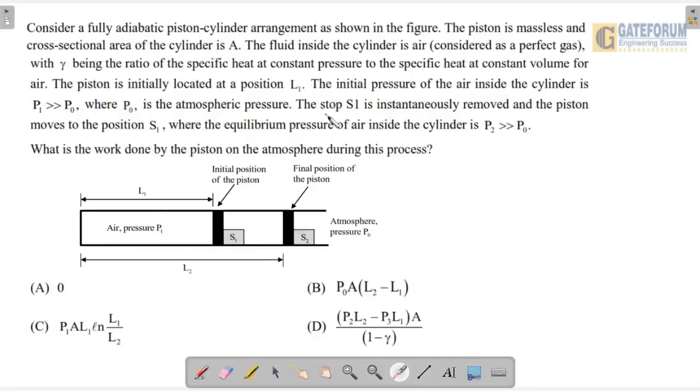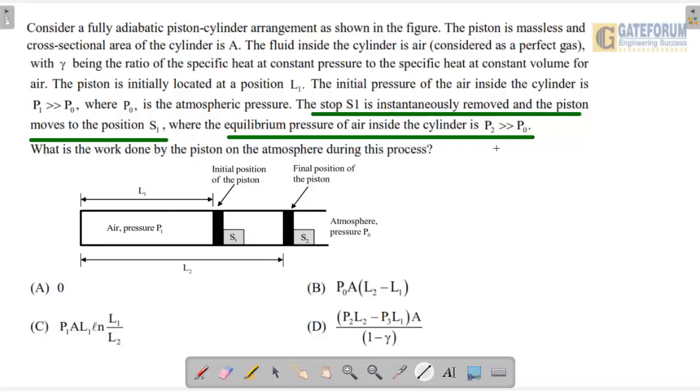If the stopper S1 is instantly removed. This is a very important line. The stopper S1 is instantly removed and the piston moves to the position S1, okay? And the equilibrium pressure P2 is greater than P0. What is the work done by the piston on the atmosphere during this process?